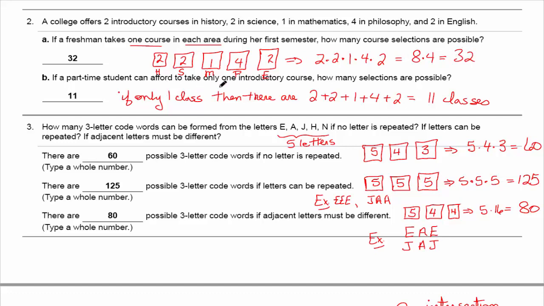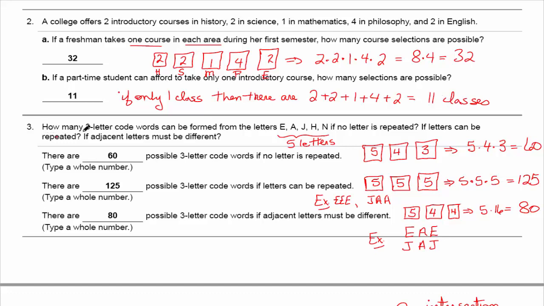If I can only take one introductory course, so I'm only taking one, well, how many courses are there for me to pick from? Well, 2 plus 2 plus 1 plus 4 plus 2, which is 11. So there are 11 classes in the pool to pick from, and so that's how many selections are possible.